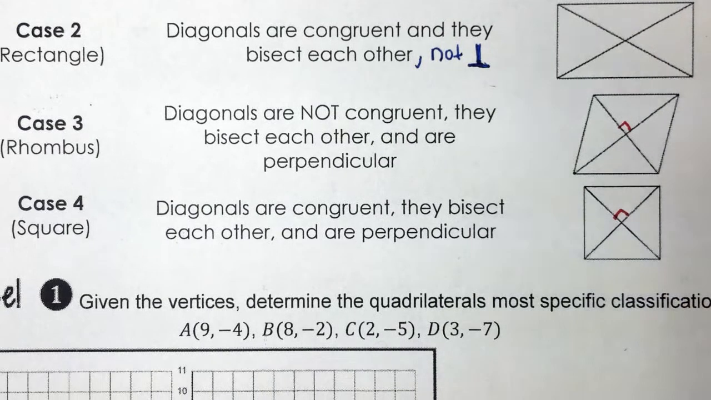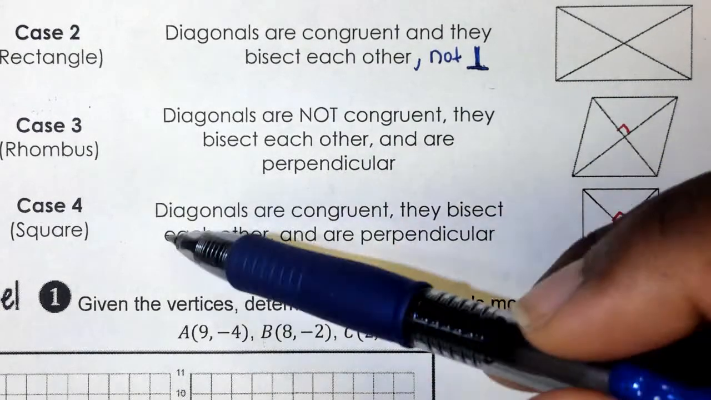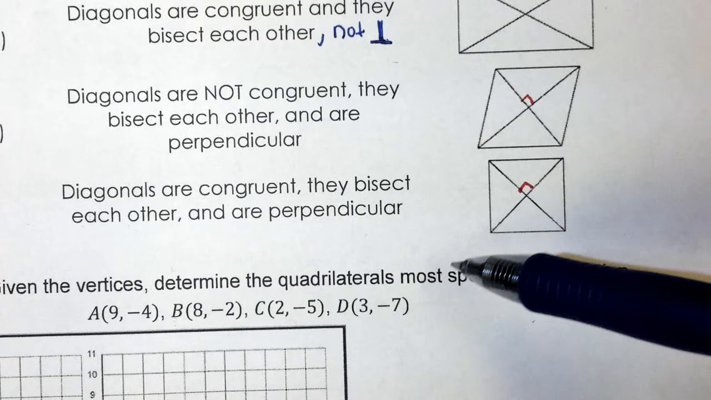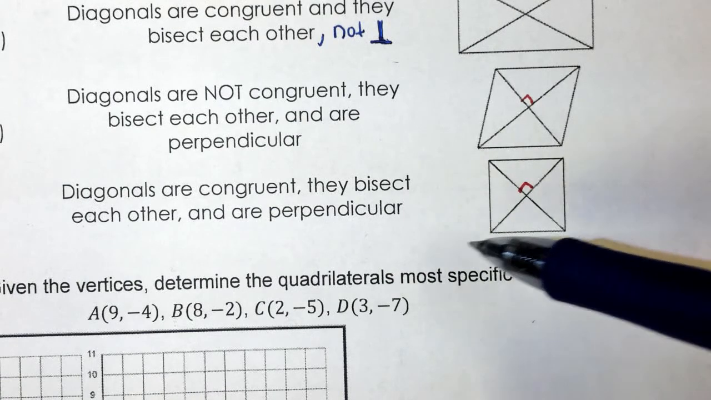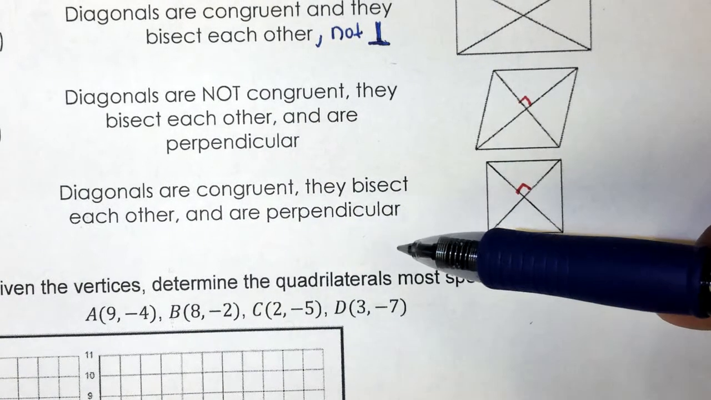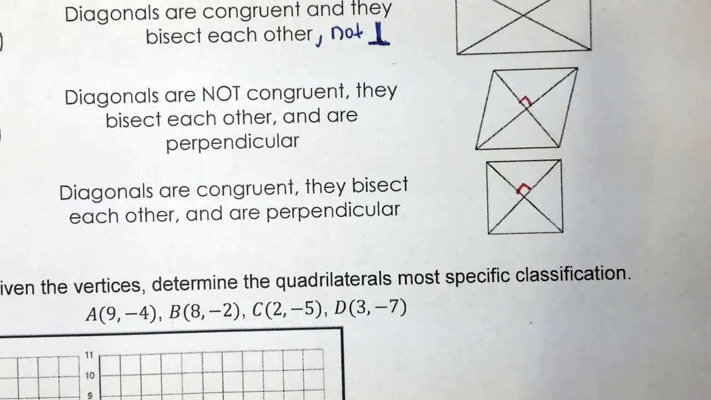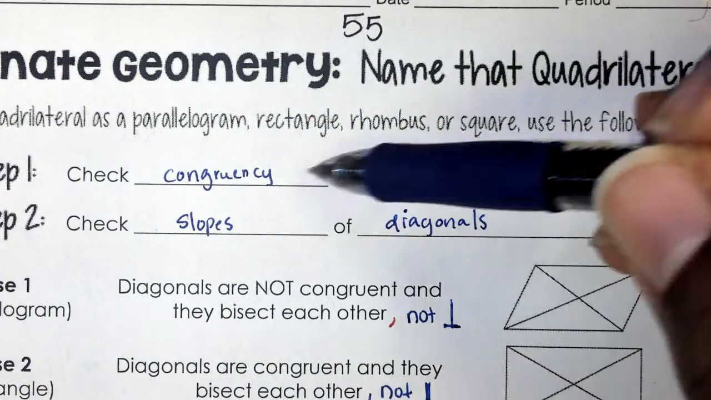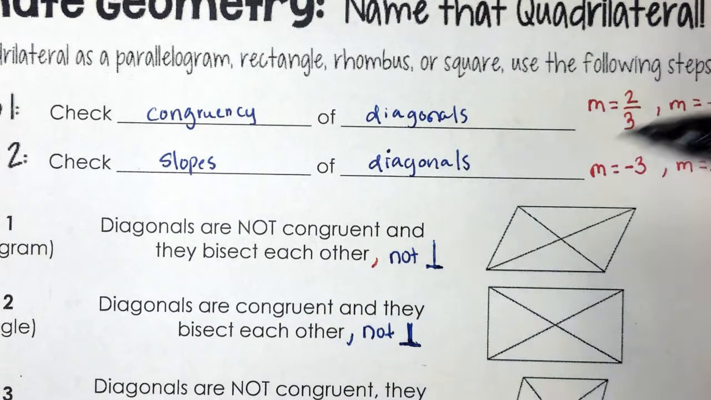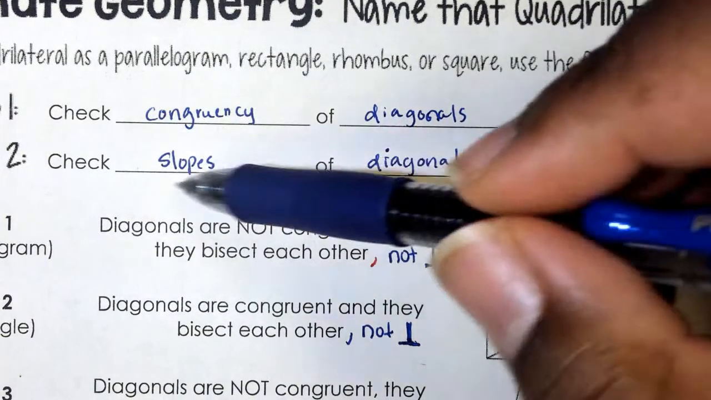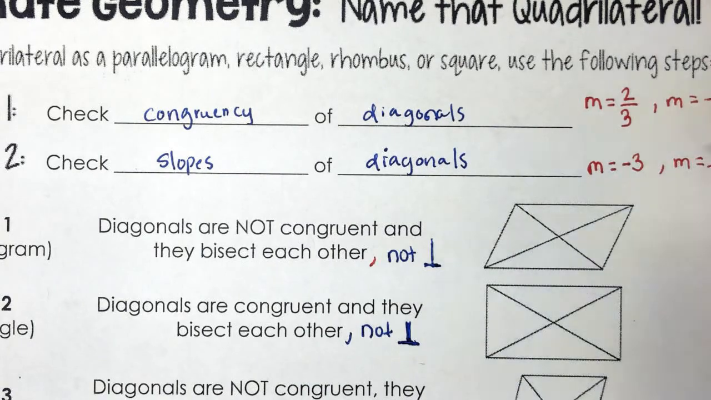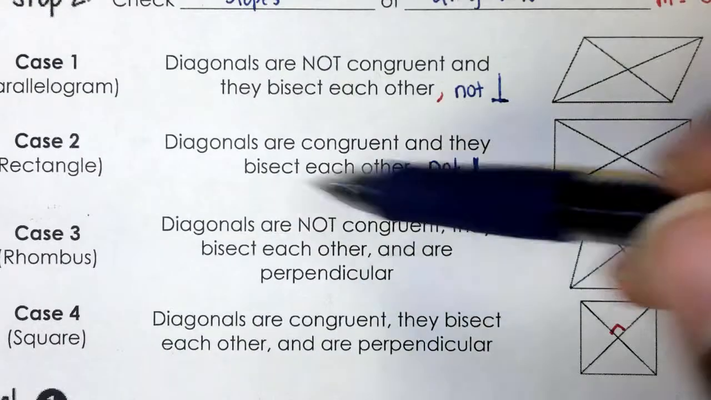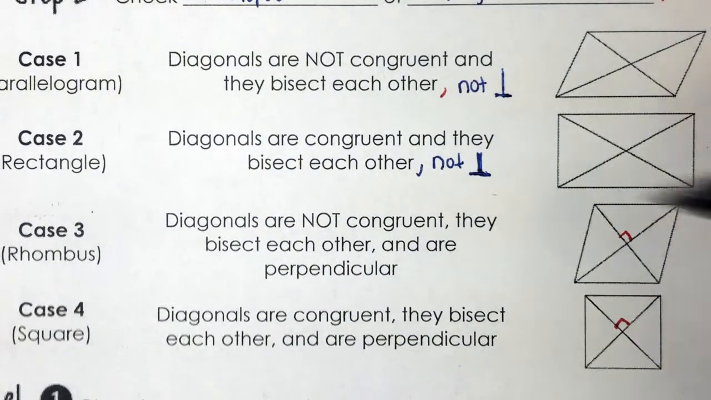And the last case is for a square. Your diagonals will be congruent for the square. They'll both be the same length. And the diagonals will be perpendicular, so they'll be opposite reciprocals of each other. So those are the two things we're basically proving on each one, these two steps right here. We're looking to see if the diagonals are congruent, if they need to be or not, and then seeing if the slopes of the diagonals are perpendicular or not. And that'll tell us which one of these shapes it is, or at least prove it.